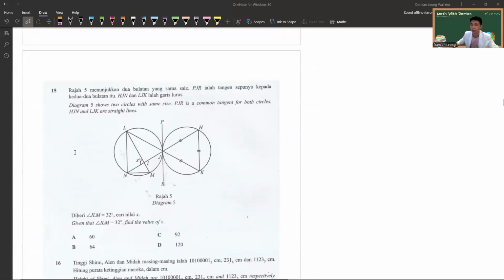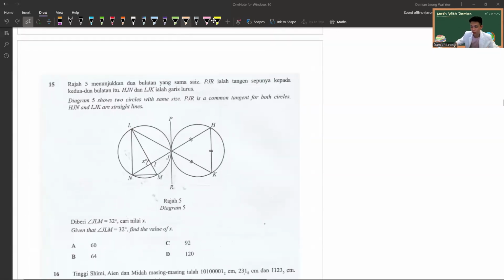Then we look at question 15. The diagram shows two circles with the same size. PJR is a common tangent for both circles. It's a common tangent. HJN and LJK are straight lines.